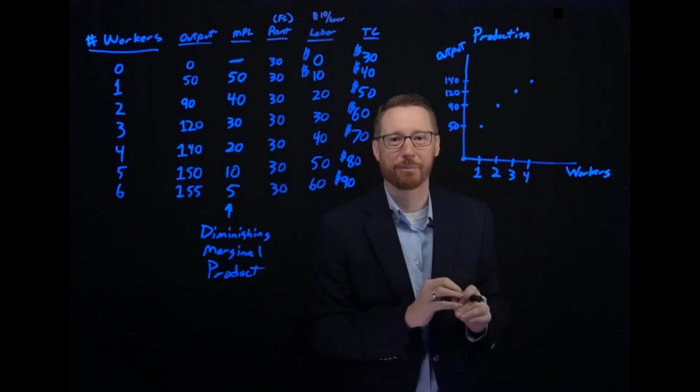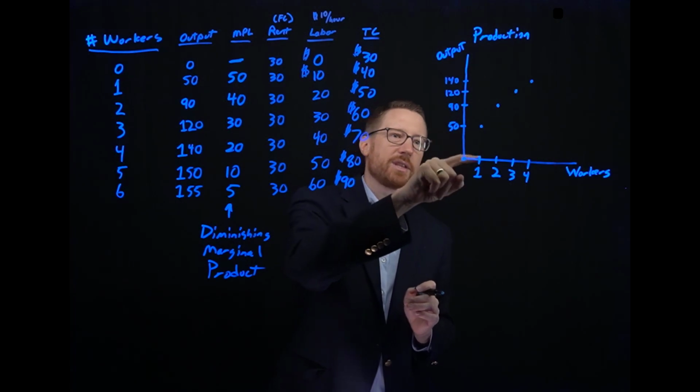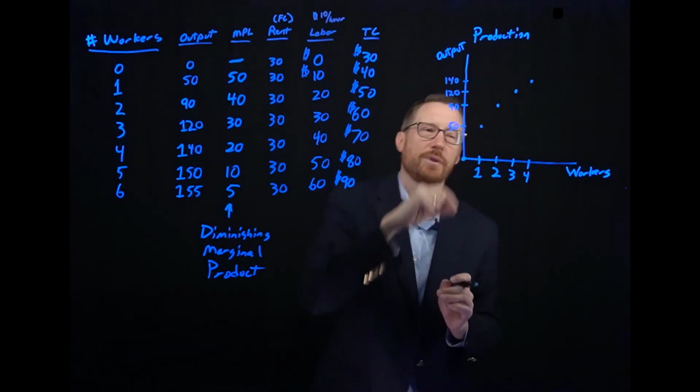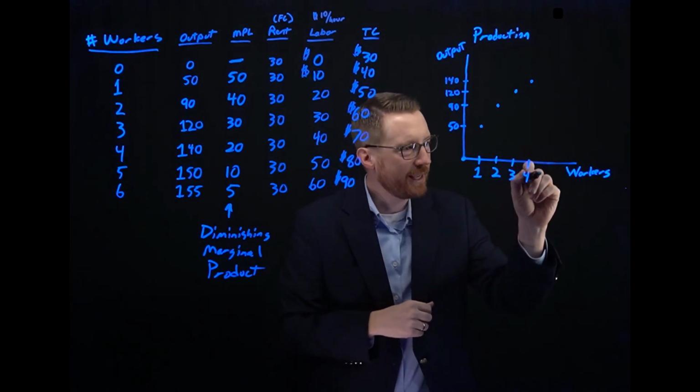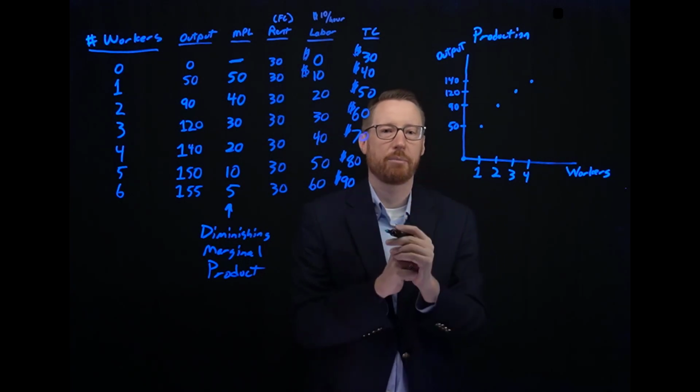No, this isn't scaled perfectly, obviously, but that first worker gets us 50 additional units. The next one gets us 40. The next one gets us 30 additional units. The next one gets us 20 additional units. Each additional worker increases output, but by less than the prior one.